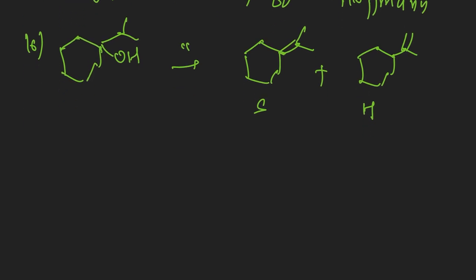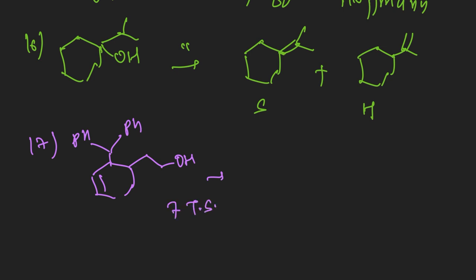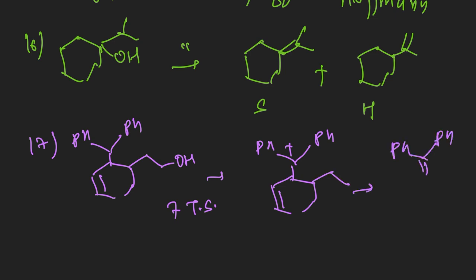Now last, we have the 17th question. First H plus will attack, after 7 transition states. All these questions are repeating after the rearrangement of carbocation. The phenyl we have, the final carbocation will come here. It will have 7 transition states. Now the final product will be this one.